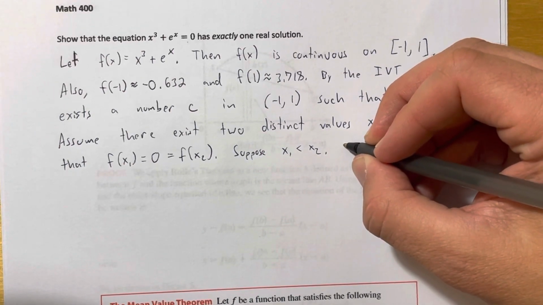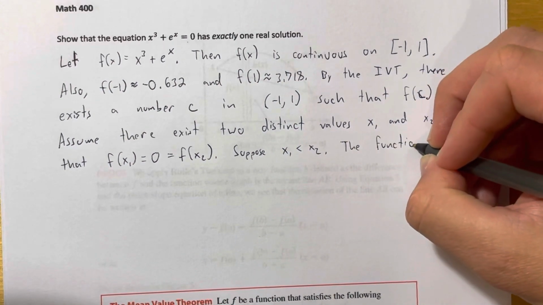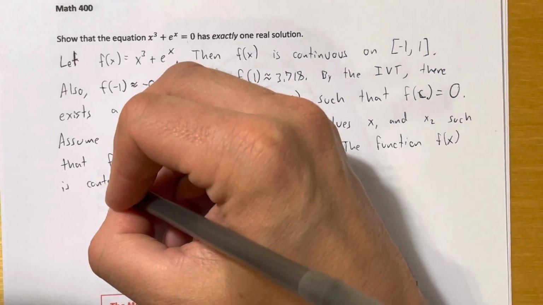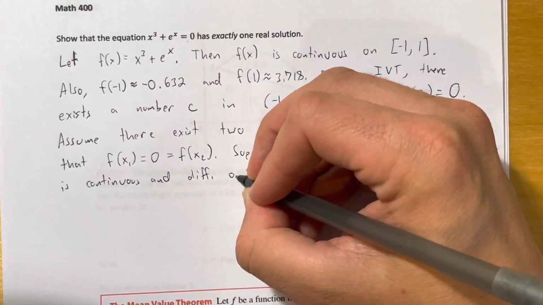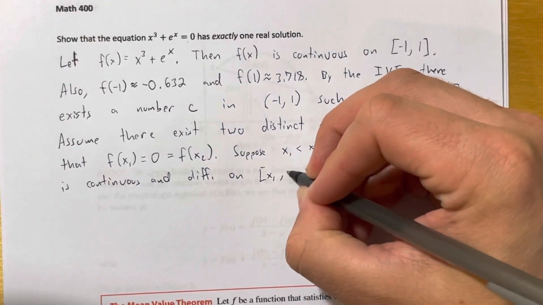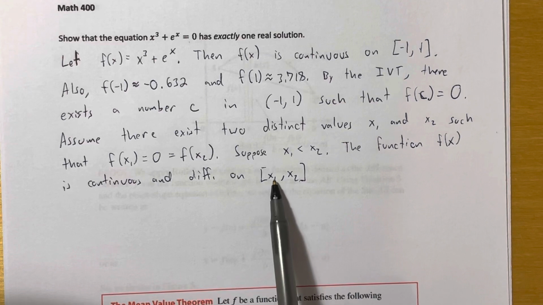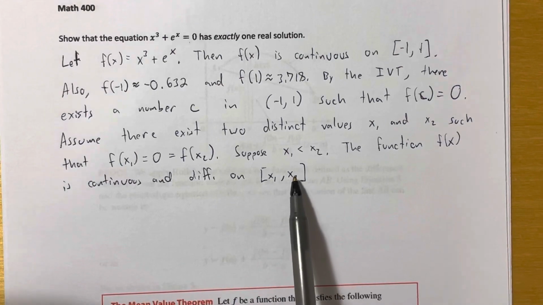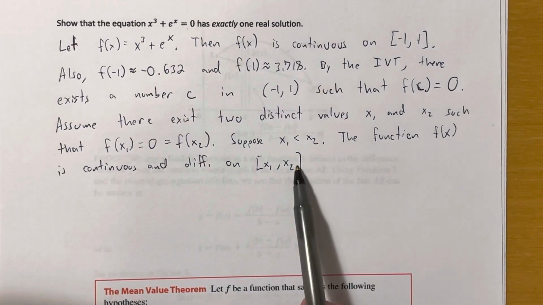Notice that the function f of x is continuous and differentiable on the closed interval x1, x2. So now I'm no longer looking at the closed interval from -1 to +1. I'm looking at the closed interval x1 to x2. And this is why I needed to assume that x1 was less than x2, so that this interval makes sense, because the smaller of these two numbers should always be on the left. This is an interval of real numbers.